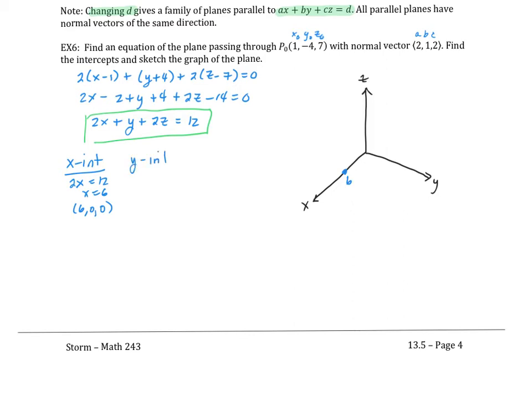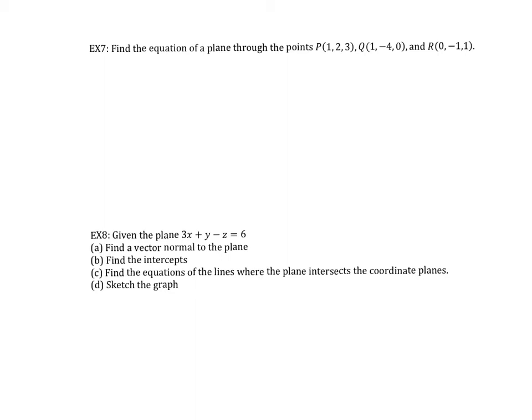My y-intercept, all I have to do is let x and z be 0, and my y-intercept would be at y is equal to 12, or 0, 12, 0. And I'll pretend like this is 12. My z-intercept would be when x and y are 0, so we have 2z is equal to 12. z is equal to 6, that would be the point 0, 0, 6. And then this would be my sketch of a plane, where all we have to do is draw a line through our intercepts, and we're done. Just a sketch, doesn't have to be perfect.